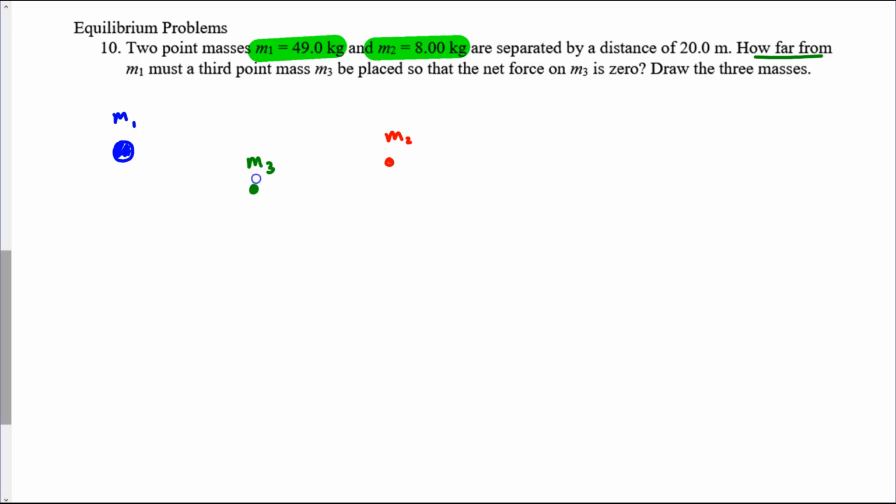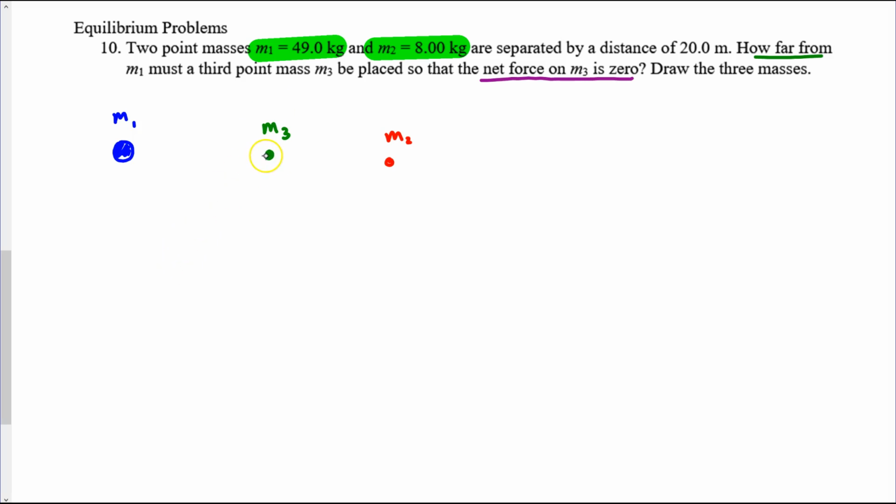Okay, where should I place it? How far from m1? Should it be this far, this far, this far? Where should it be placed? Well, what are we trying to do? We want the net force on m3 to be 0. So what forces act on m3?